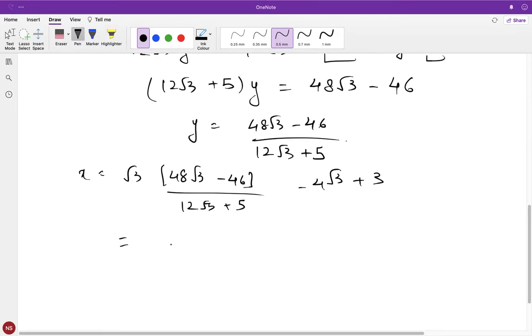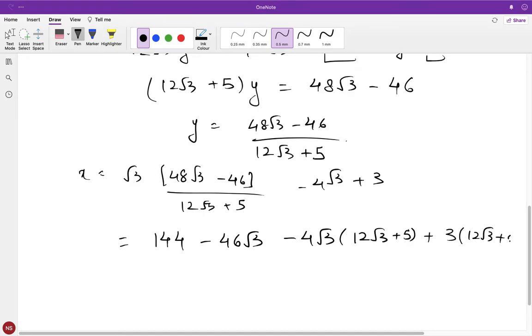So root 3 into root 3 is 3, 48 times 3 is 144 minus 46 root 3 minus 4 root 3 into 12 root 3 plus 5 plus 3 into 12 root 3 plus 5, whole big thing divided by 12 root 3 plus 5.